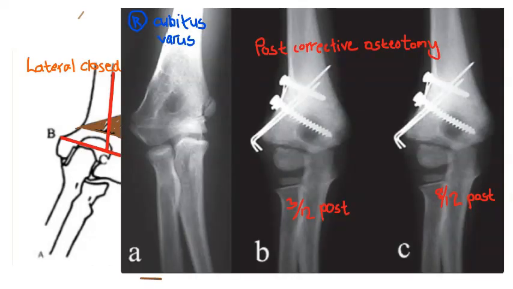This figure illustrates an X-ray during extension in a patient who has a right cubitus varus. Post-corrective osteotomy X-ray at 3 months using a screw, plate, and wire. And another side, C, is 8 months post-surgery.